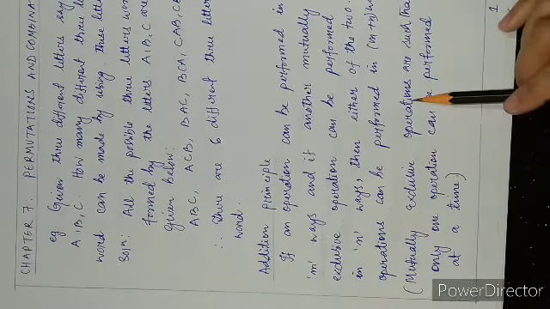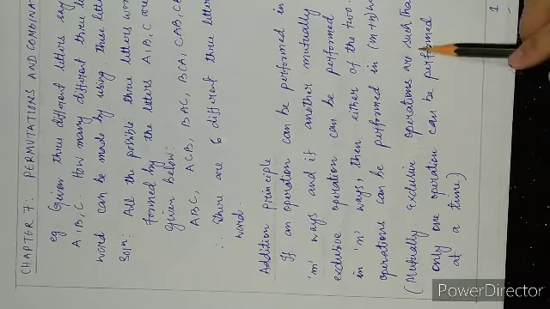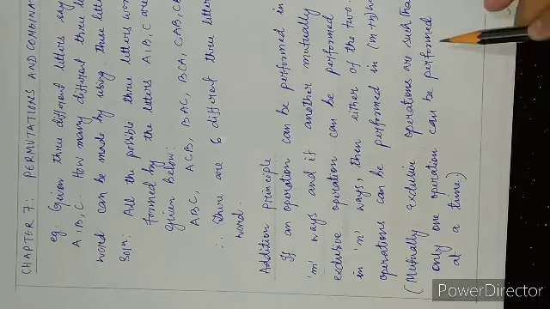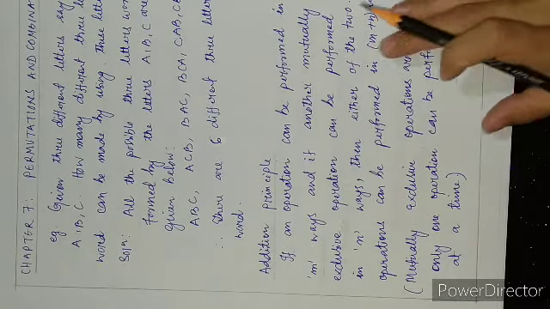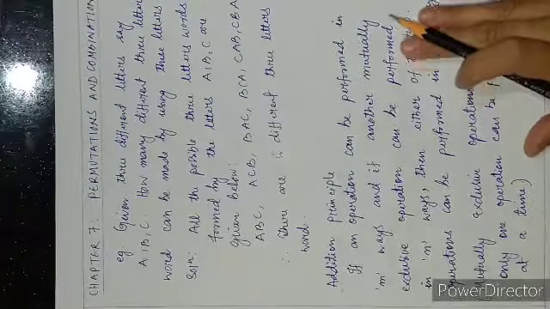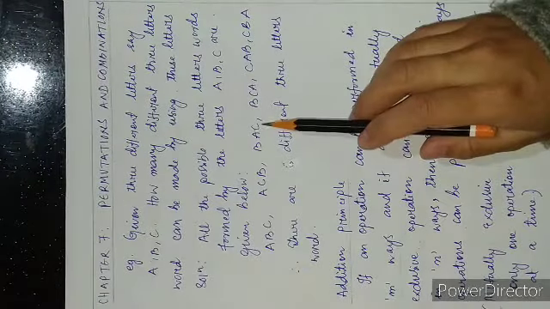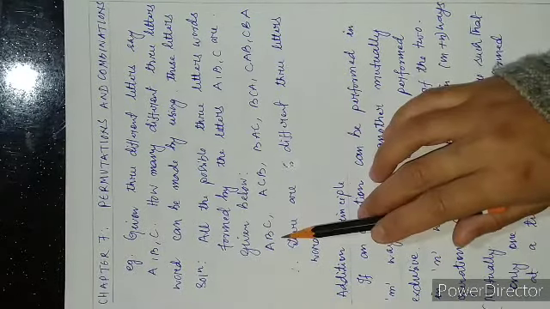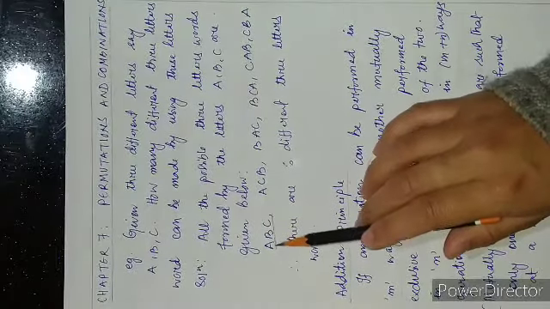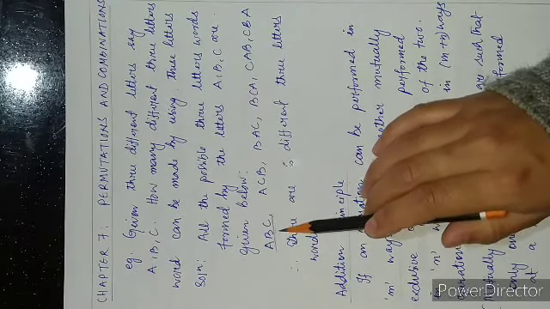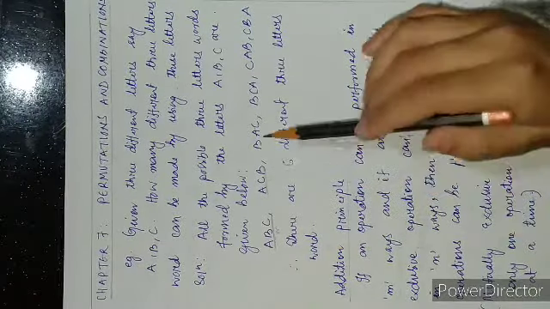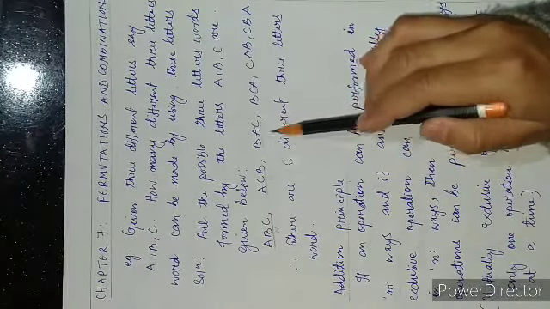Mutually exclusive operations are such that only one operation can be performed at a time. When one operation is complete, we take it as done. For example, when we write the word ABC, that is one different arrangement and one operation.